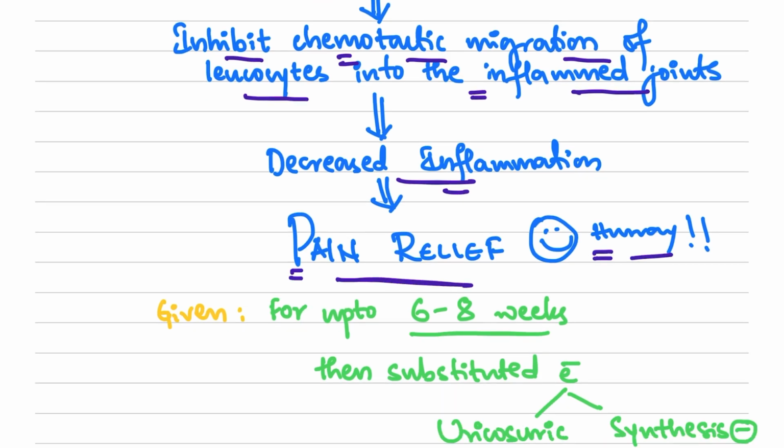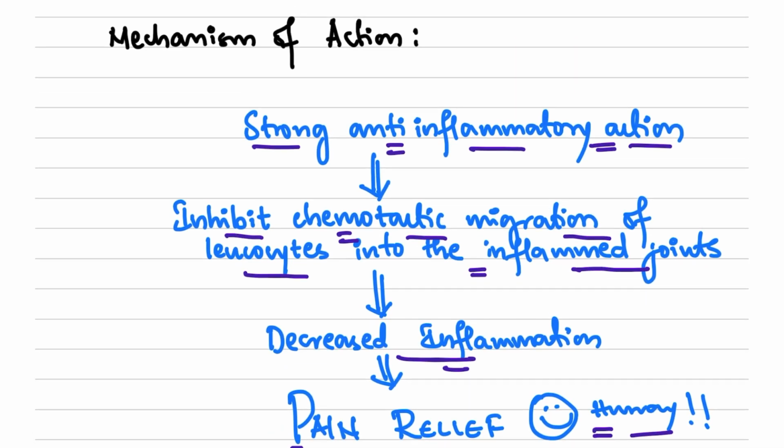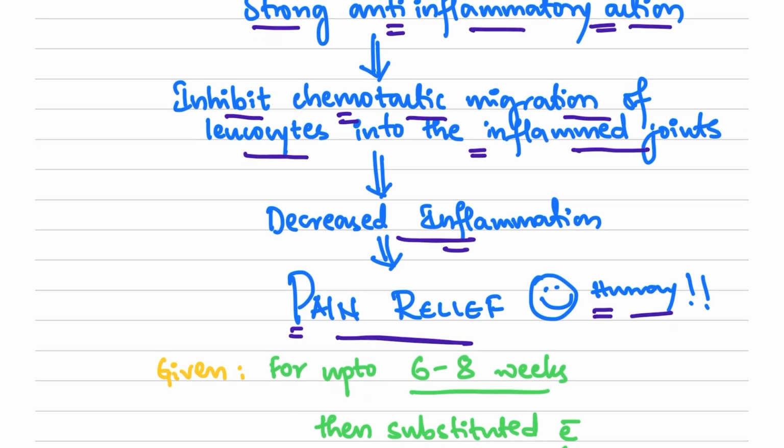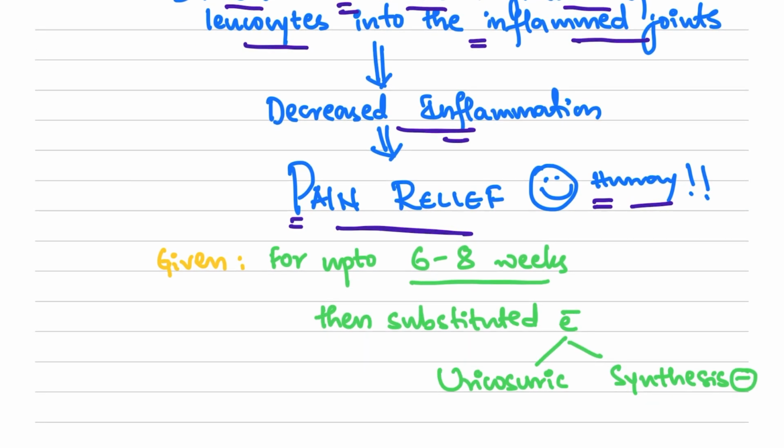Hooray, we have achieved what the patient wants, that is pain relief. So what is the mechanism of action of NSAIDs? They have strong anti-inflammatory action, and they help in inhibition of chemotactic migration of leukocytes into the inflamed joints. This leads to decreased inflammation and then pain relief for the patient. So how long do we give them? These NSAIDs are commonly given for up to 6 to 8 weeks, and then they are later substituted with the uricosuric and synthesis inhibitor drugs.